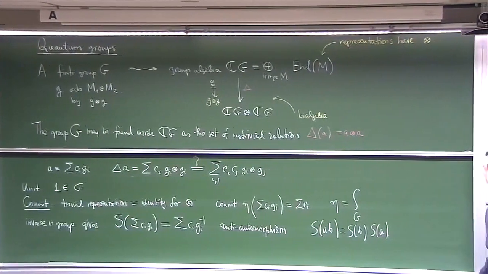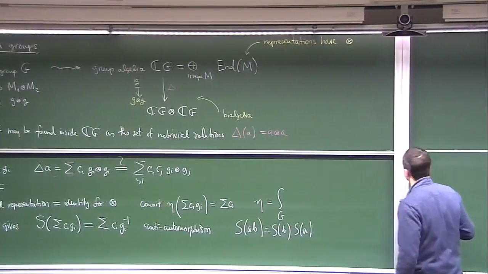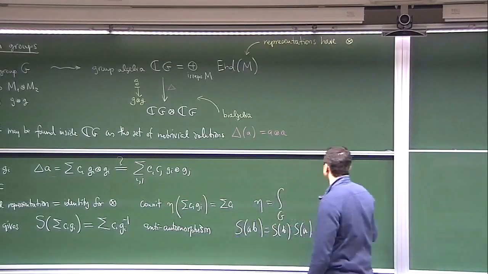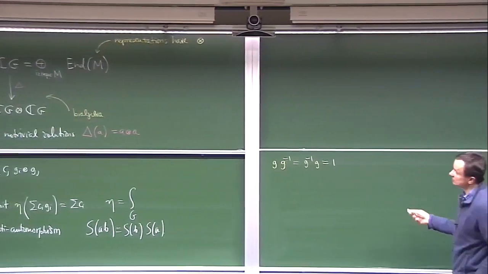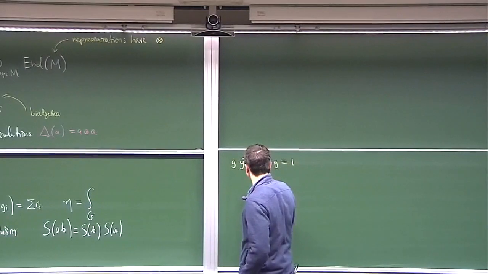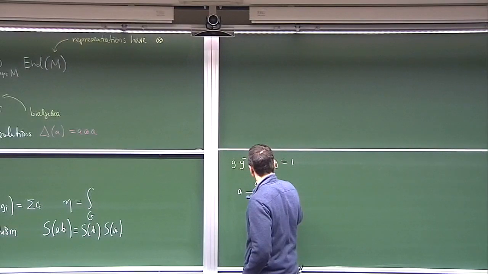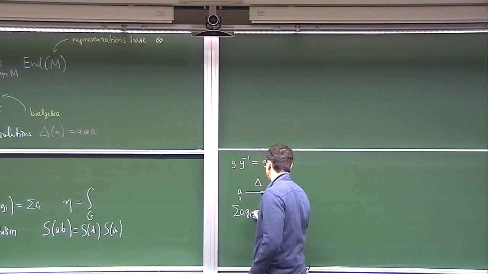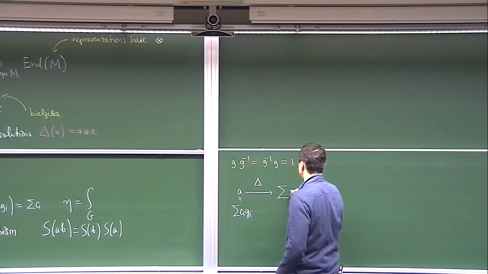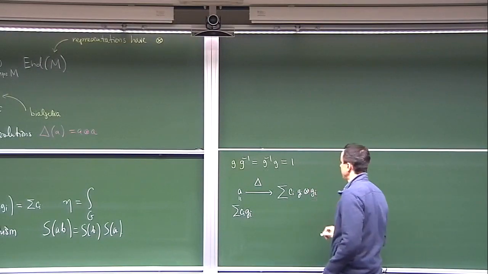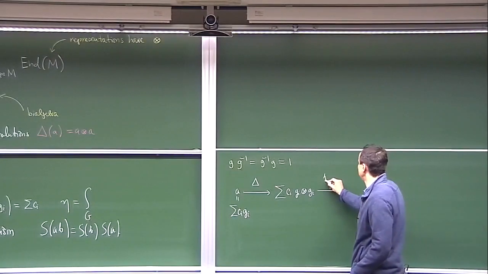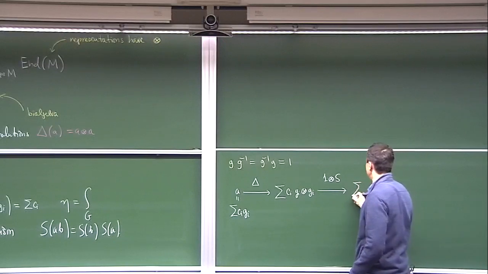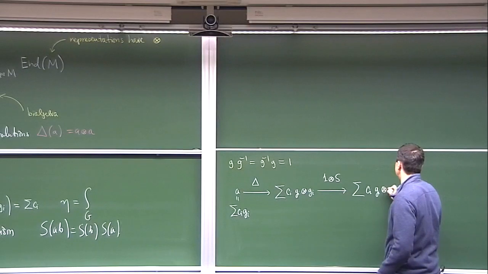And the fact that this is inverse for multiplication, what does it mean? If I take the basic identity, g times g inverse equals g inverse times g equals 1, what does this identity mean? It means if I take any element A and apply the coproduct to it, the summation of c_i g_i gives the summation of c_i g_i tensor g_i. Then I can take the antipode in either of the factors. It doesn't matter in which one. Maybe I'll take one tensor antipode, so I get the summation of c_i g_i tensor g_i inverse.